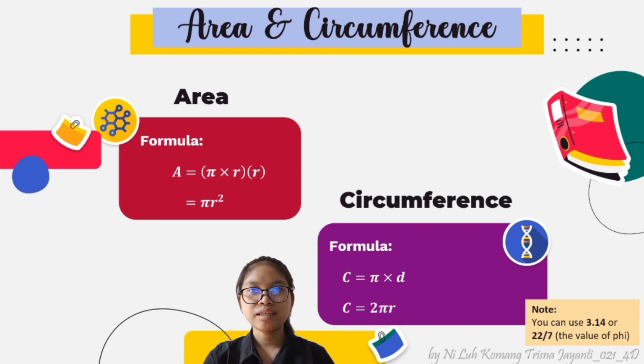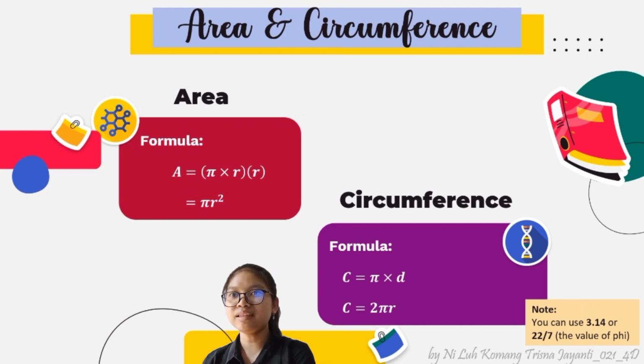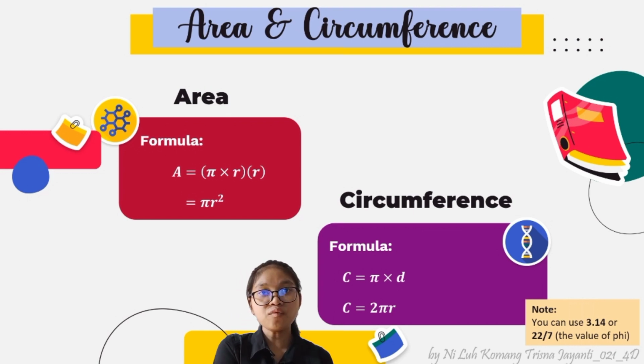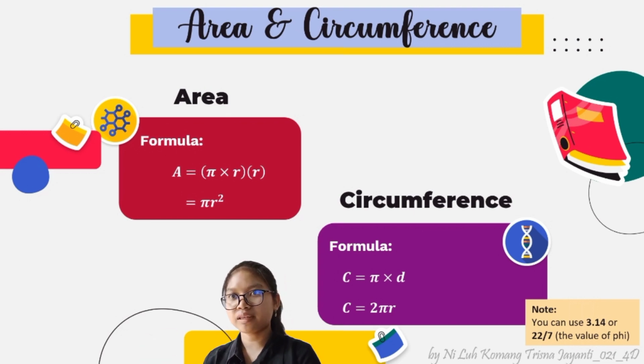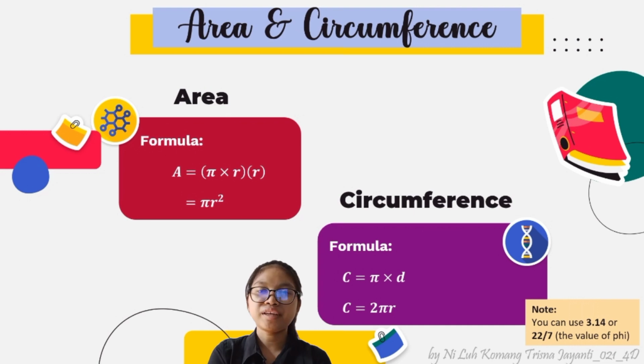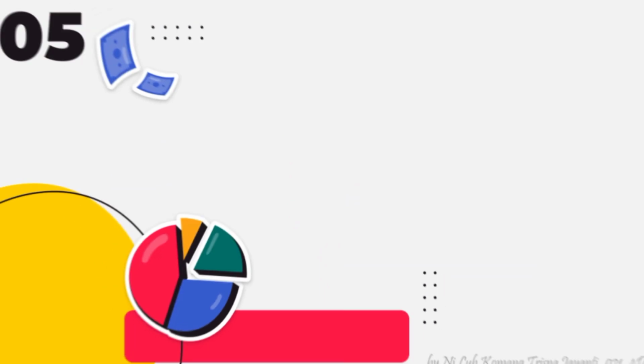In other words, when we measure the boundary or the distance around the circle, that measure is called the circumference, and it is expressed in units of length like centimeters, meters, or kilometers. The circumference of a circle has three most important elements or parts, namely the center, the diameter, and the radius.